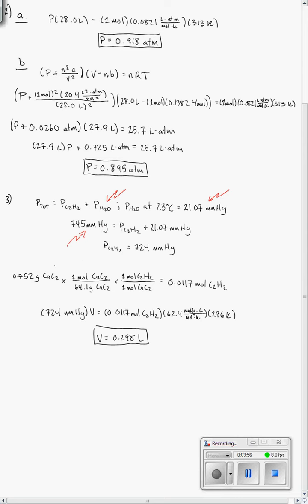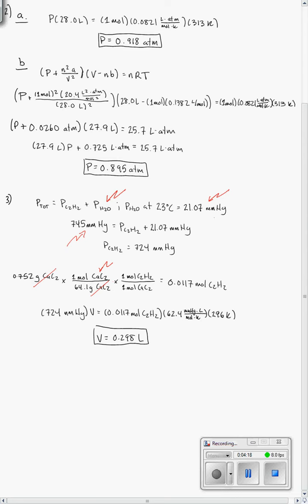We're starting off with the mass of one thing. We're going to go from mass of calcium carbide, CaC2, to moles of calcium carbide, and you do that using the molar mass. The molar mass of calcium carbide is 64.1 grams per mole. We want to divide by the molar mass here because we want to cancel out our grams. We want to know the final volume of acetylene gas, C2H2, produced here.